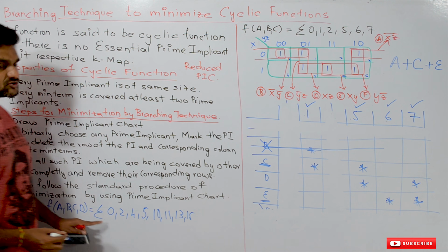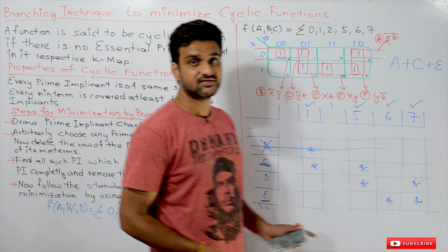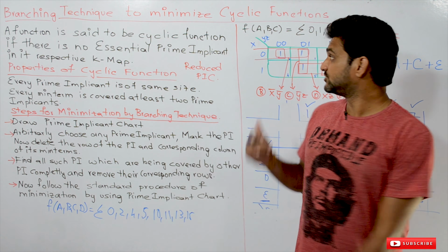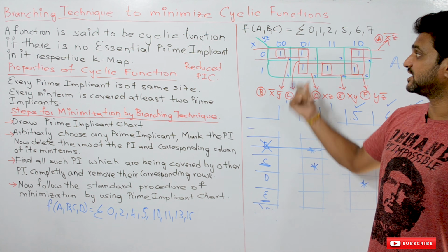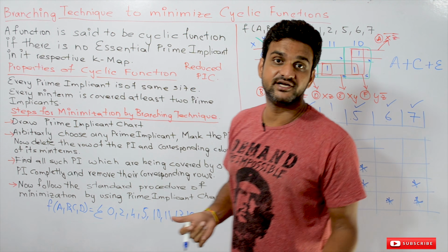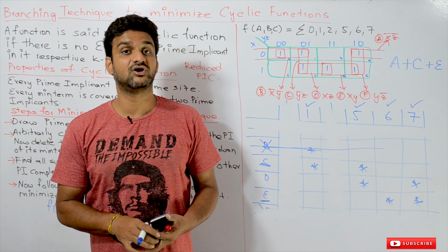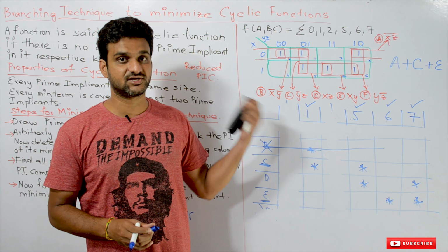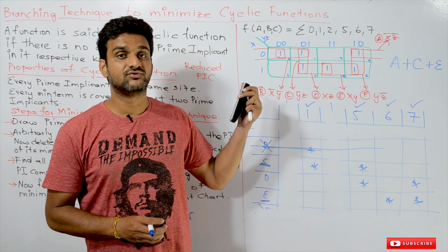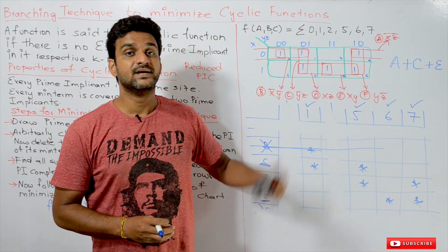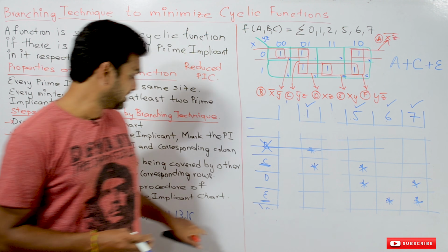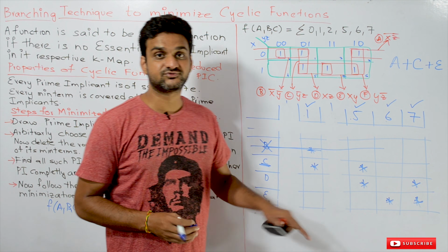You try to solve it. This is a cyclic function. Try to draw the K-map for that, and identify whether it is a cyclic function or not. If it is a cyclic function, try to solve it by using the branching technique. This is the only technique that we have. So you can solve it by using the branching technique.